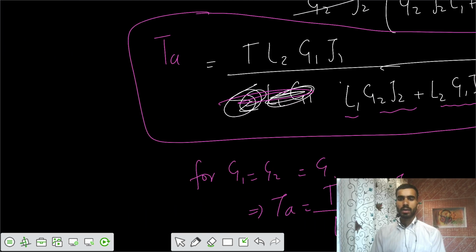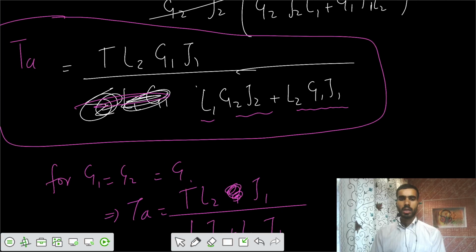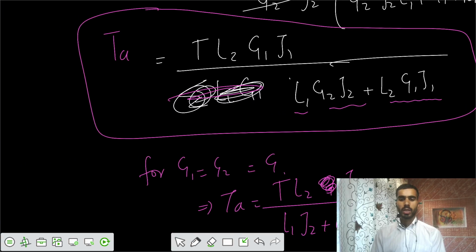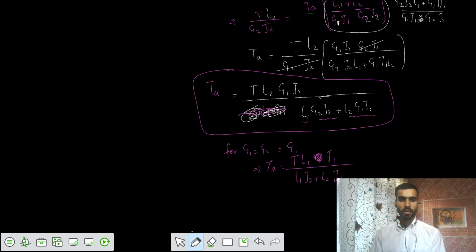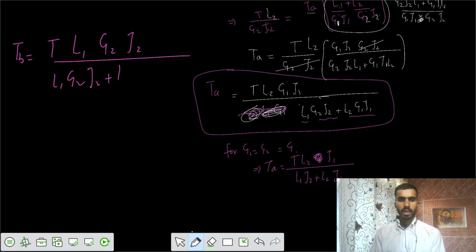And similarly, you can get the value for TB also. TB would be equal to T times L1 G2 J2 divided by L1 G2 J2 plus L2 G1 J1. So you can get this equation.